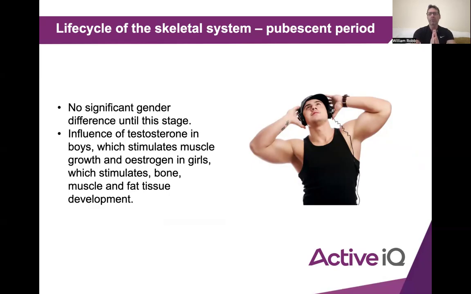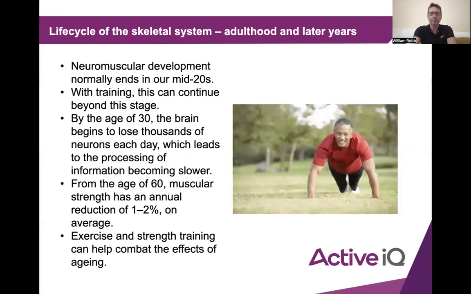So what we're saying is when we're younger children, we will grow up together. Then as we hit puberty, boys will go off to one side with higher testosterone. Girls will go off to the other side with heightened estrogen. Going into adulthood, neuromuscular development occurs normally around your mid-20s. With training, this can continue beyond here.